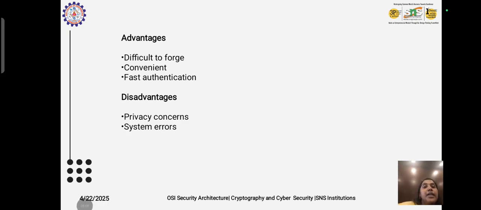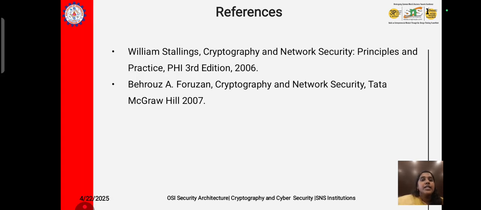Next come the disadvantages. Privacy concerns: it involves some privacy concerns, which is a main disadvantage. Some system errors may also occur while using a biometric system, so that is also a disadvantage.